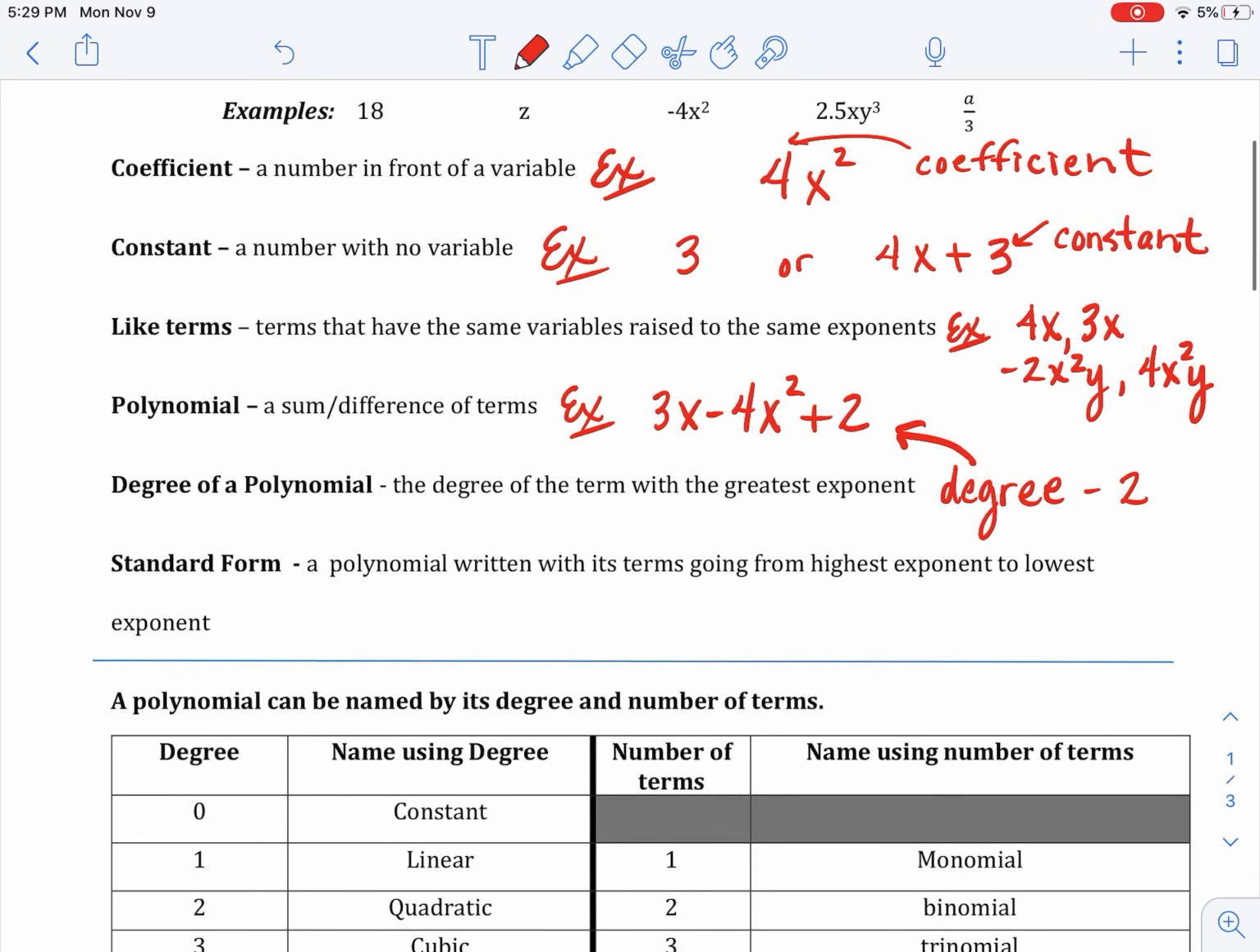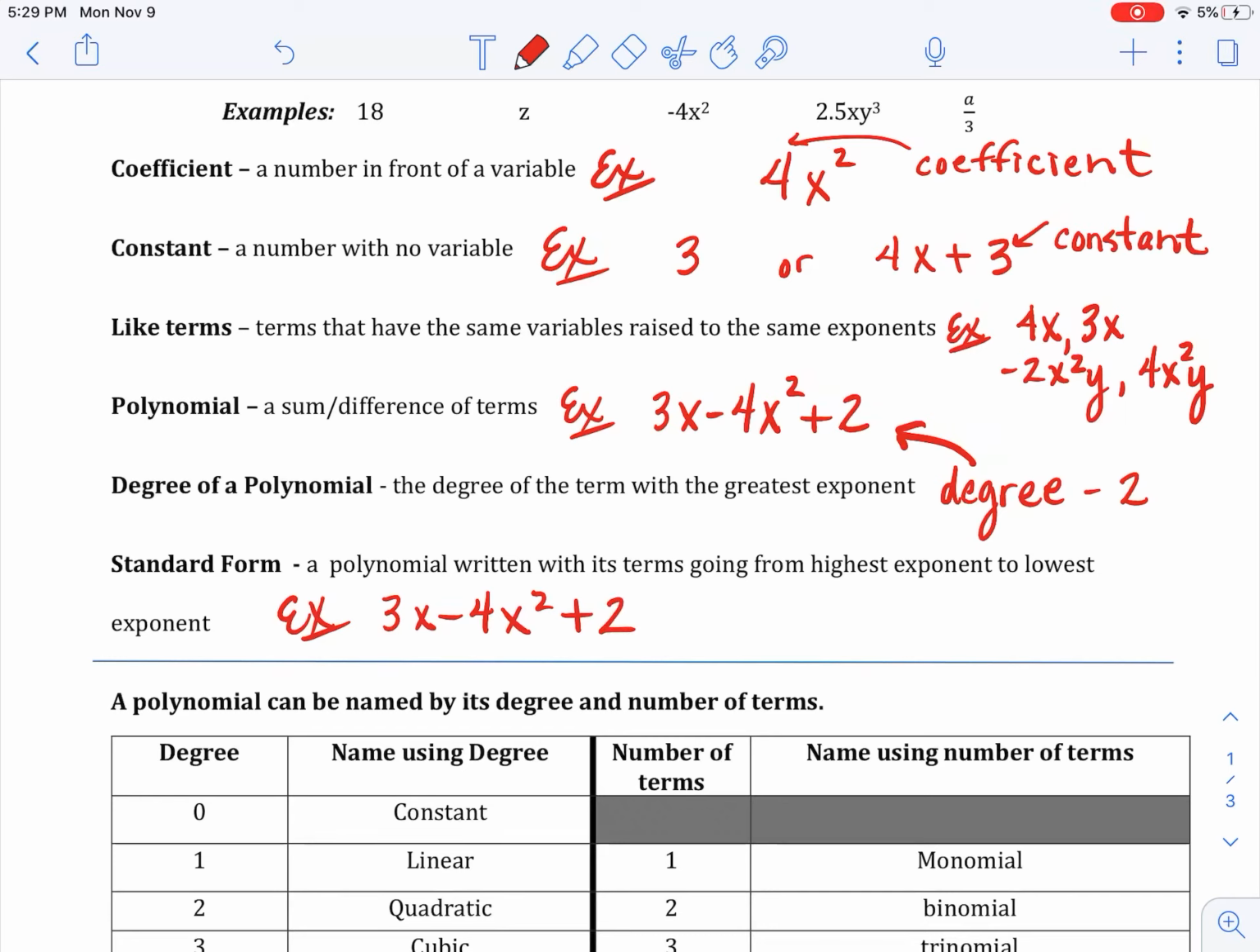And if we write a polynomial in standard form, its terms should go down from highest exponent to lowest exponent. And so if we go back to that example where I wrote polynomial, we could rewrite it in standard form. So if we took 3x minus 4x squared plus 2 and rewrote it in standard form, we would have negative 4x squared plus 3x plus 2. This one is considered standard form because the exponents are going down. And make sure you don't want the coefficients to go down. The coefficients don't need to go down, just the exponents need to go down.